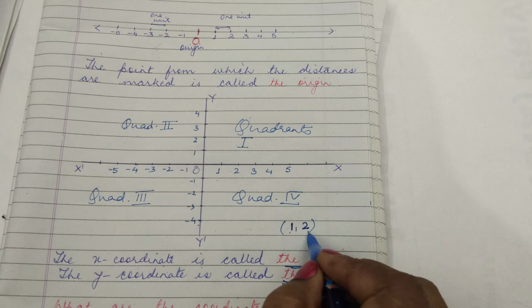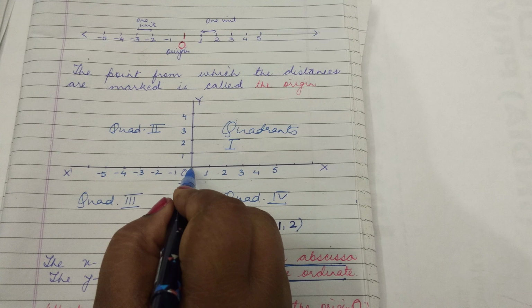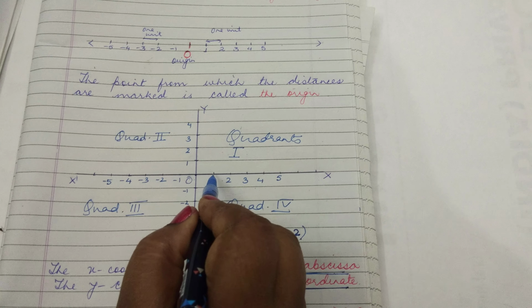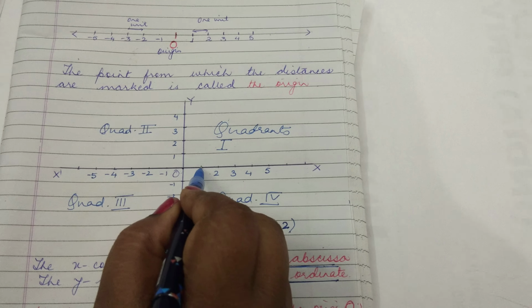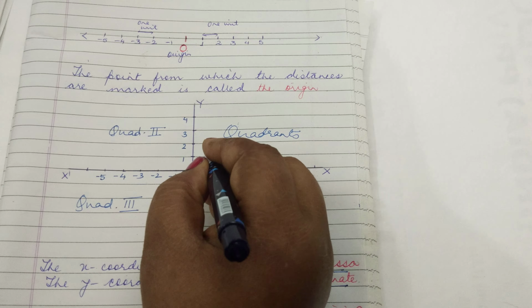So let us see how to plot it. First it is 1. So we will see from the origin where the 1 of the x-axis is, that is the x coordinate, and then we will go to 2. So here it is 2. So what do we get? (1, 2). We can name this point P(1, 2).